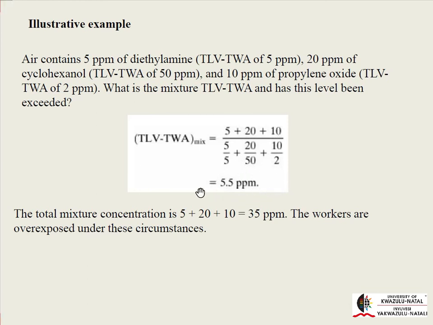Now, that answer there is 5.5 ppm, which is quite nice to know. However, the key here is to compare the denominator and see, is this greater than 1? Or alternatively, if we look at the total mixture concentration, 5 plus 20 plus 10, that's 35 ppm. So your workers are overexposed under such circumstances.